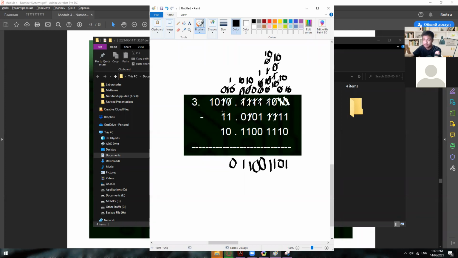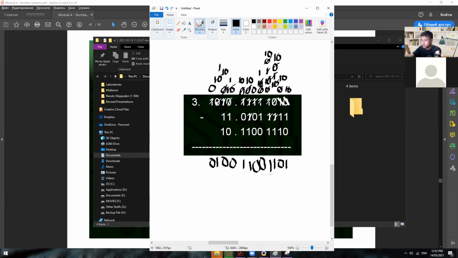0 minus 1 cannot be, so we have to borrow from this guy. So the same process, double borrowing, since this guy cannot let us borrow anything. So we have to borrow from his neighbor first. So 1 will become 0, and then 0 right here will become 10. So from here, we can now borrow from this 10 right here. So 10 will become 1, and then 0 will become 10. So 10 minus 1 is 1. Minus 1 is 0. Okay, 1 minus 0 is 1. And 0 minus 0 is 0.